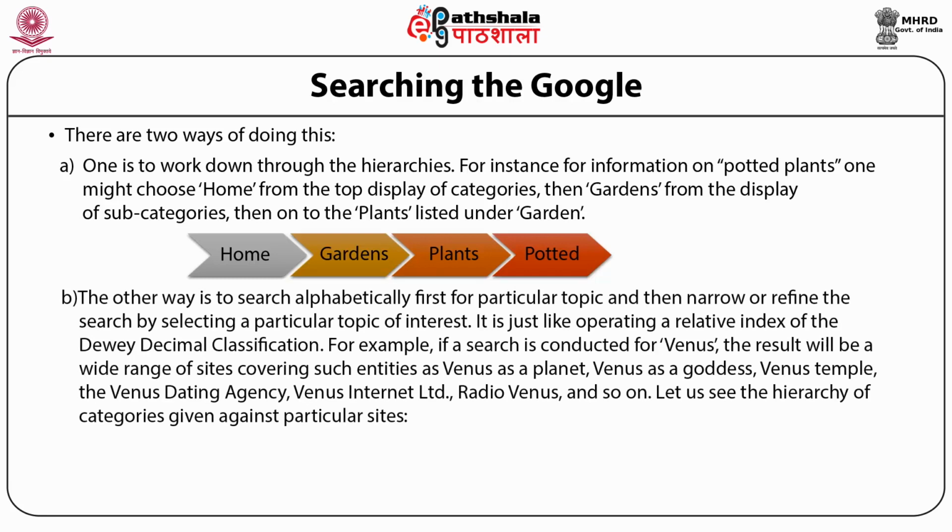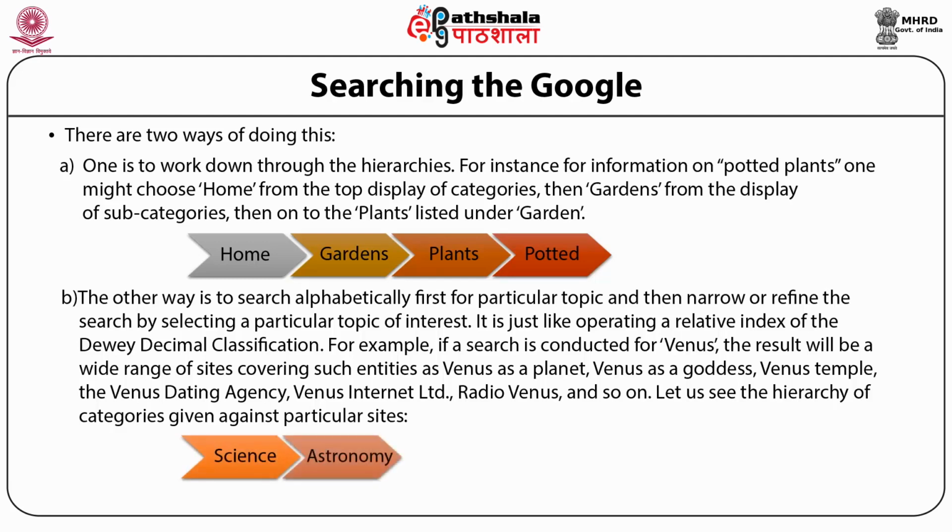And other ways to search alphabetically, first for a particular topic, then narrow or refine the search by selecting a particular topic of interest. It is just like operating a relative index of the Dewey Decimal Classification. For example, if a search is conducted for Venus, the result will be a wide range of sites covering such entities as Venus as a planet, Venus as a goddess, Venus temple, the Venus dating agency, Venus Internet Limited, Radio Venus, and so on. Let us see the hierarchy of categories given against particular sites.